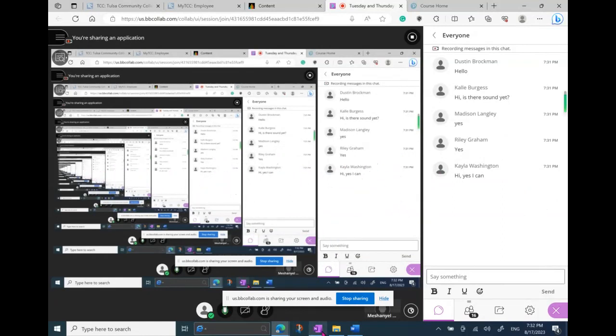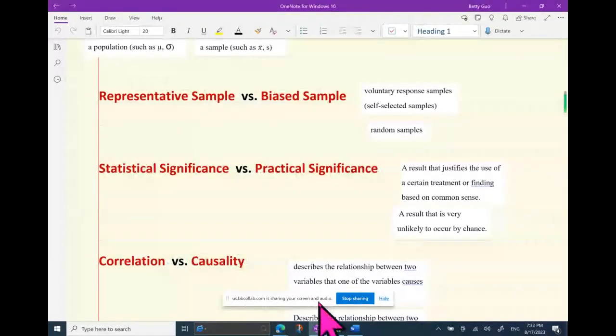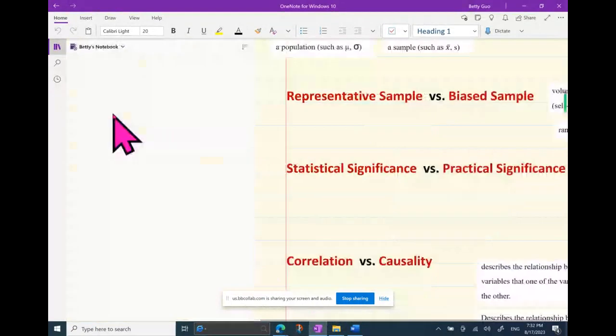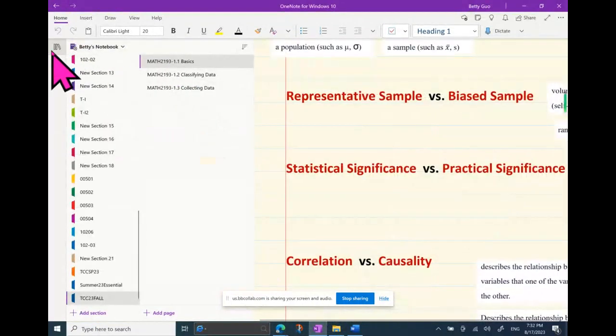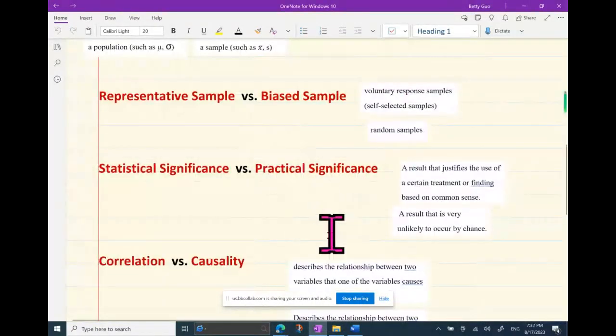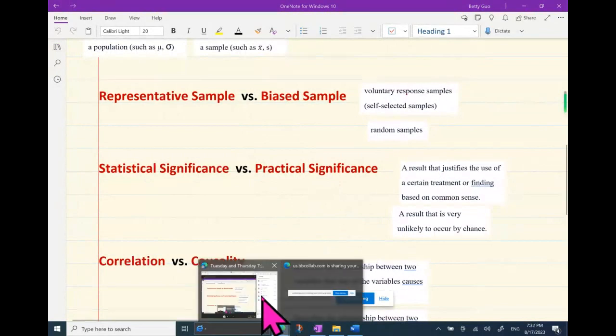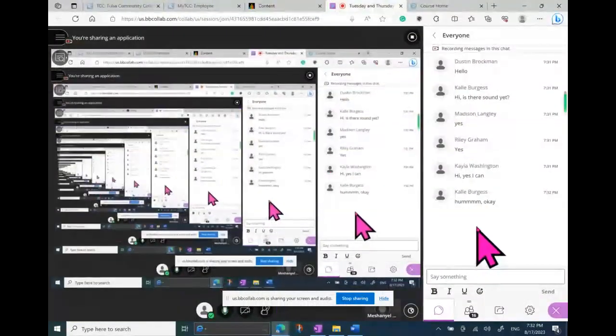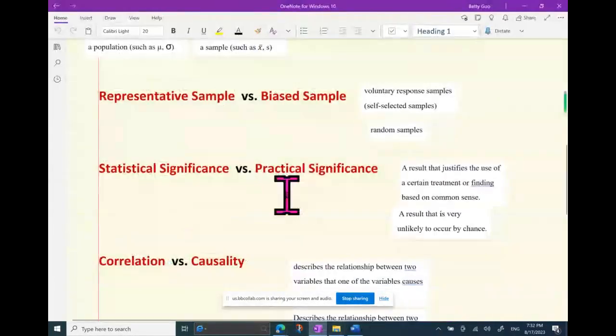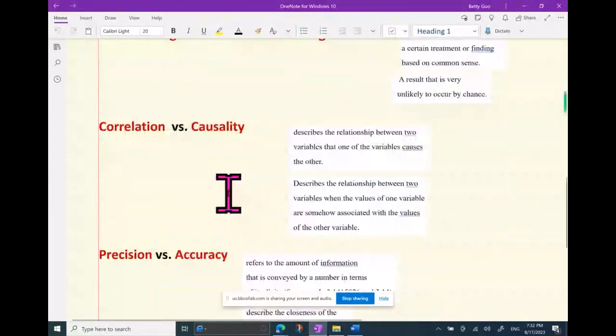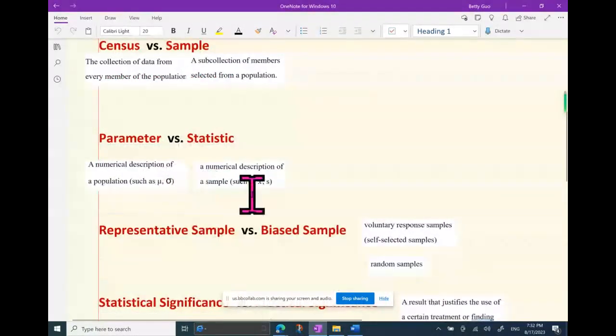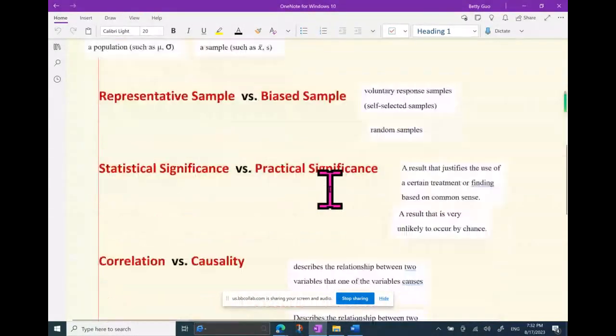So, okay, let's go to my notes. On Tuesday, we were going over the concepts in section 1.1, right? Okay, so where were we? We finished parameter and statistic. So the next pair of concepts: representative sample and biased sample.